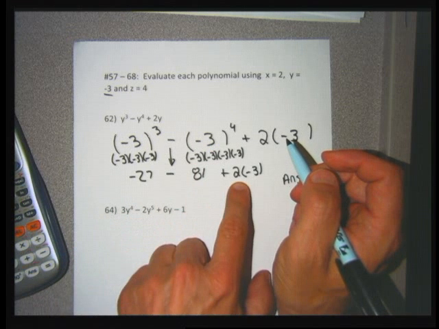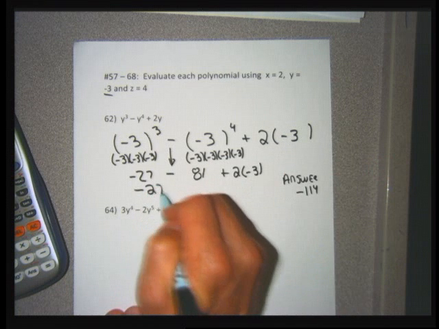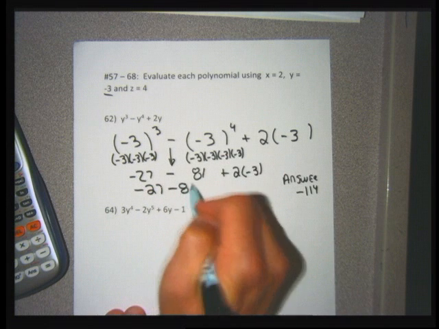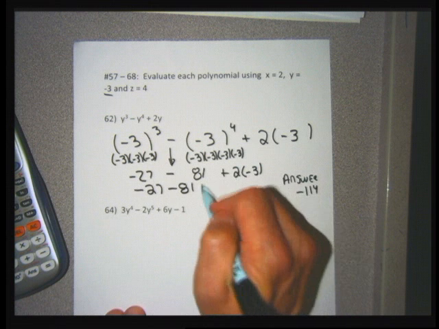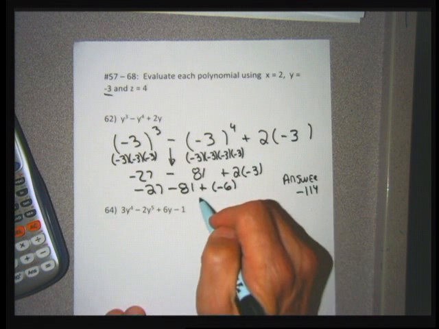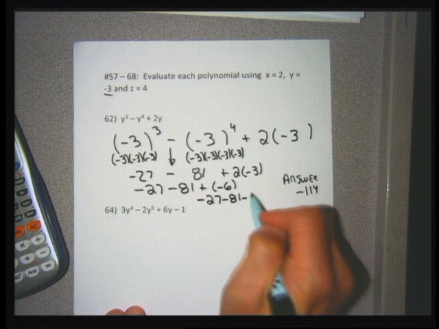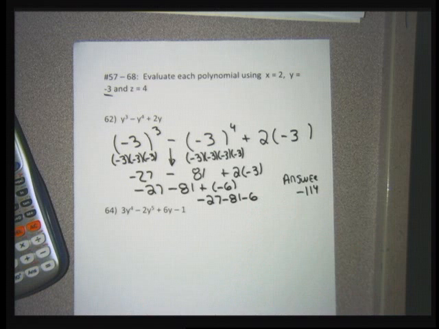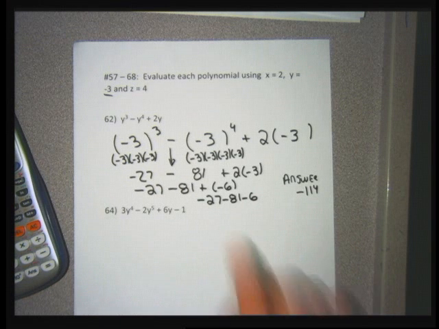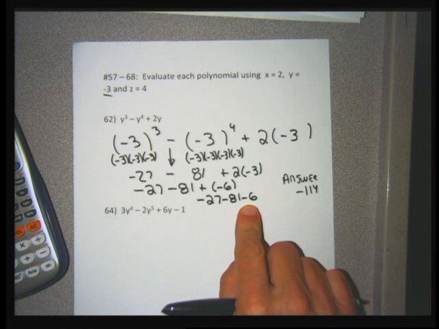Next step is the multiplication of 2 times negative 3. So I'm going to leave the minus 27, I'm going to leave the minus 81, and I could either write plus a negative 6, and if I do that, I probably should write a parentheses, or I could write a minus 6, which is kind of, for me, preferred. Now I'm still at a point where I'm going to use my calculator. When you're subtracting or adding, if all the numbers have negative signs, you just add the numbers and keep them negative.